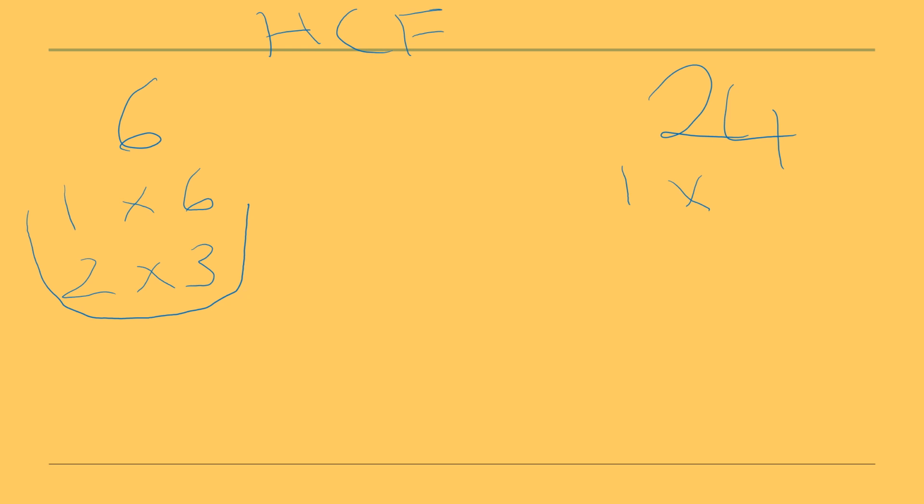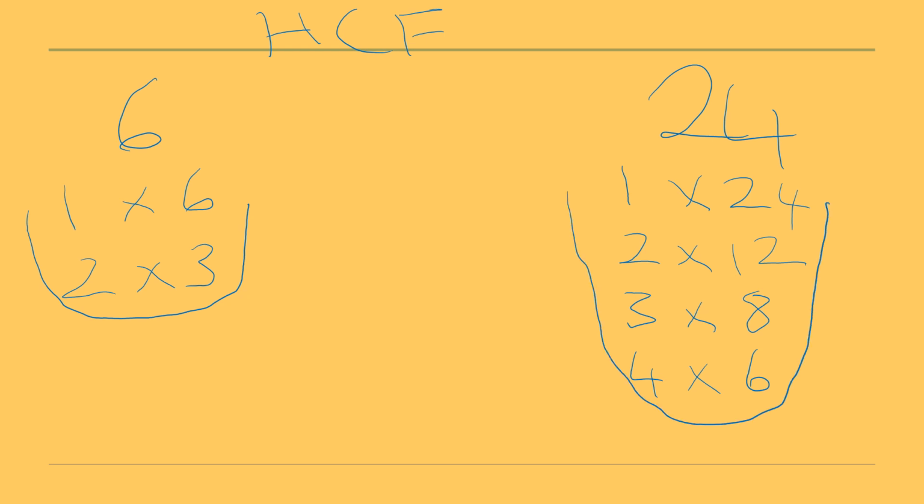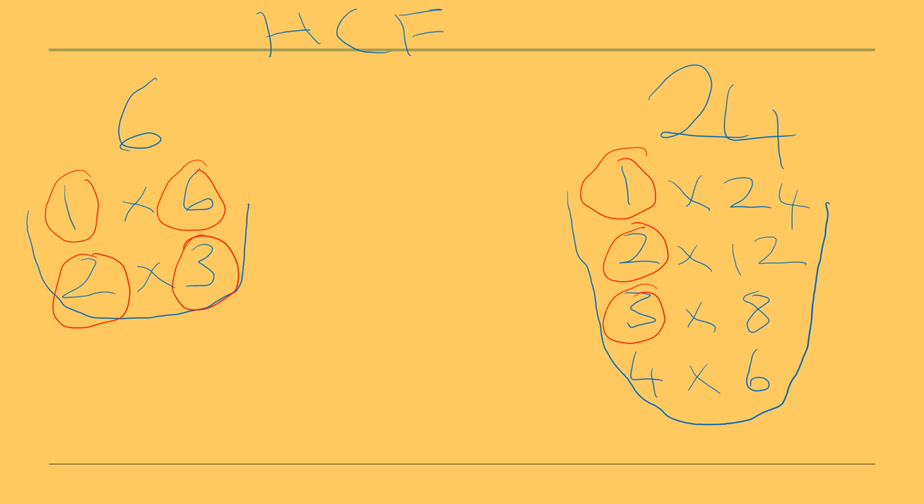1 times 24, 2 times 12, 3 times 8, 4 times 6, and that is the end of our horseshoe. We can then see which numbers link up to each other. So we have a 1, a 2, a 3, and a 6.